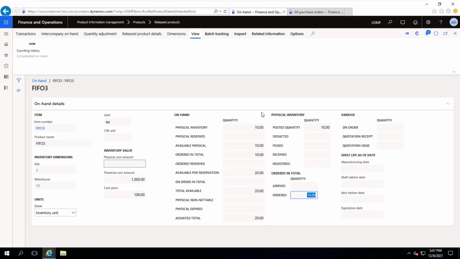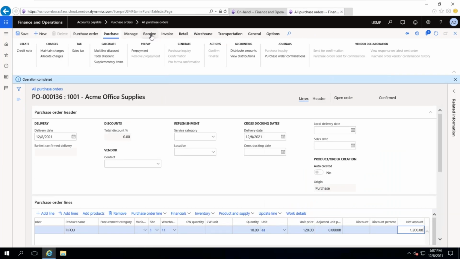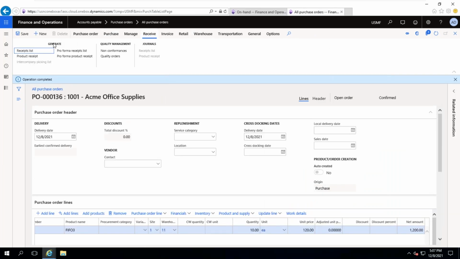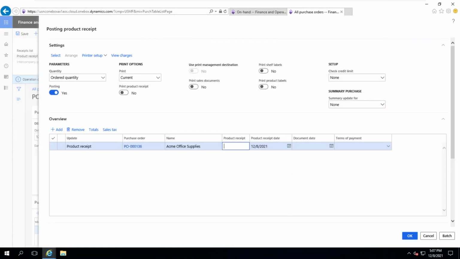Fine. Now, if you verify, there is no physical cost amount. There is no physical cost amount. Now I'm doing the product receipt, generate from the page, click on product receipt. I'm entering the product receipt number, product receipt date, whatever the date, click OK.